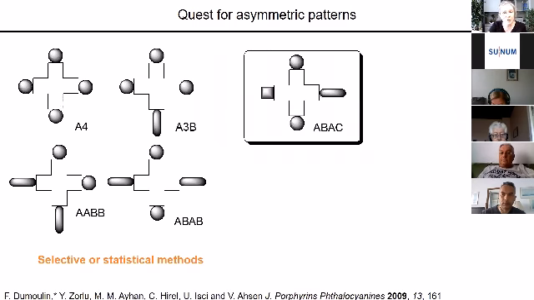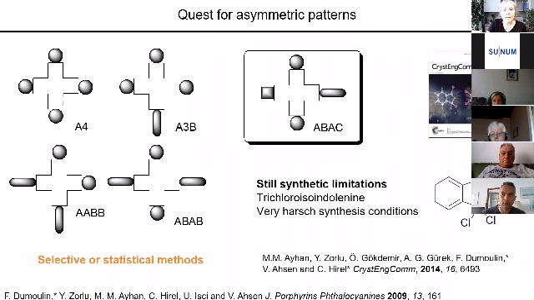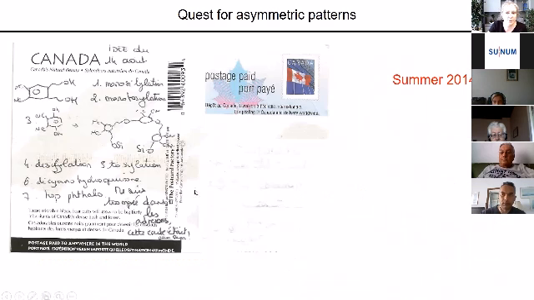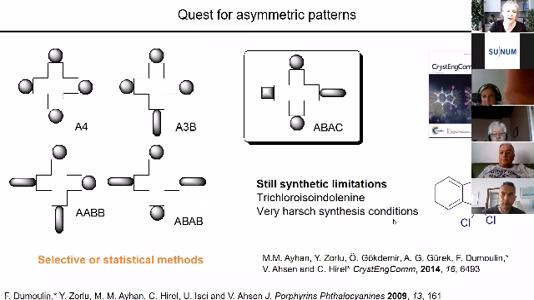And what we did is that we developed the first and only, so far, ABAC derivatives. I'm not going to go into the detail here because it's not a talk about the chemistry of phthalocyanine directly. But anyway, even this still has some synthetic limitations, because we have to use this quite specific precursor, which is prepared in very harsh synthesis conditions. So it's not compatible with all the substituents that we have here. So we are progressing on this, but it's not done yet. There is still a lot of work to do.